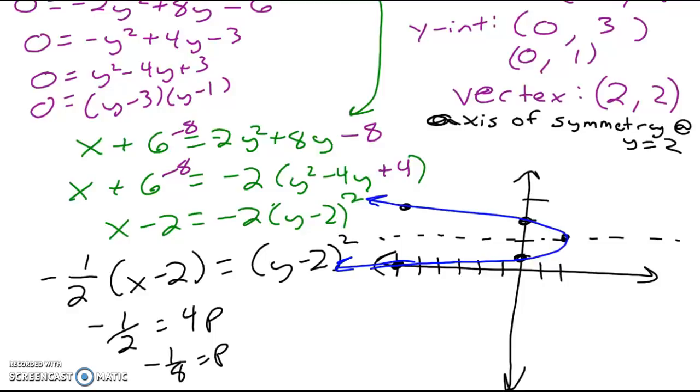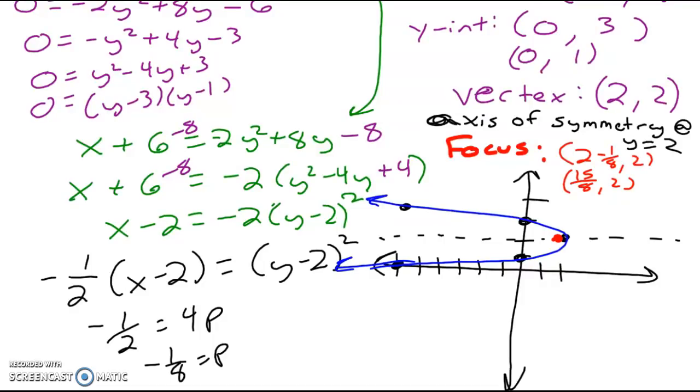Well, we want to use our p to find our focus. The focus is going to be inside the parabola. It's going to be right here, and it's going to be inward 1/8. So our focus is going to be at 2 minus 1/8, 2, because it has the same y value and it's been shifted to the left, so changed the x value by 1/8. So that's 15/8, 2 is the focus.